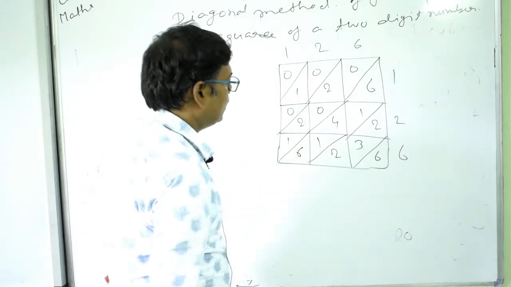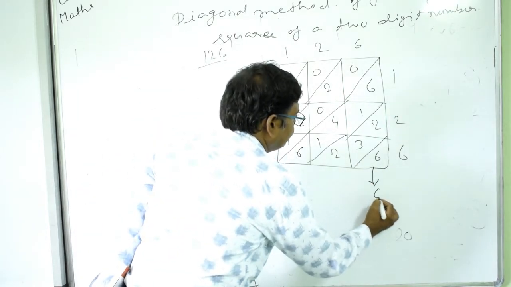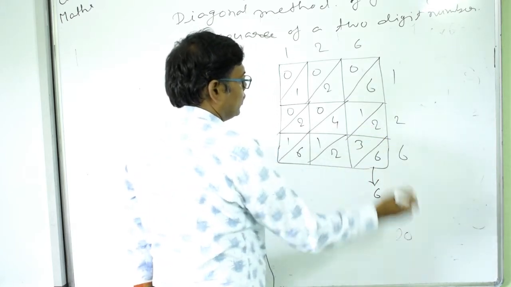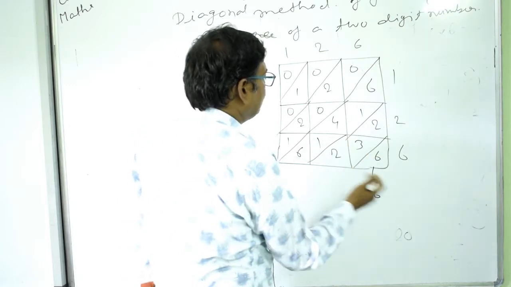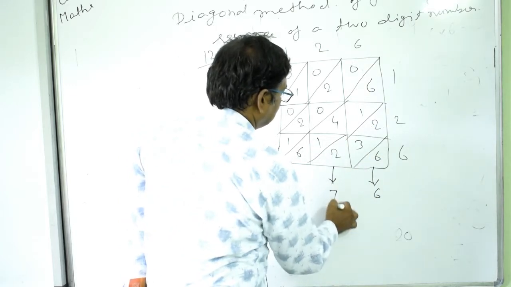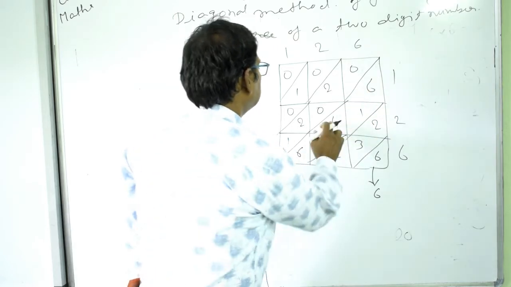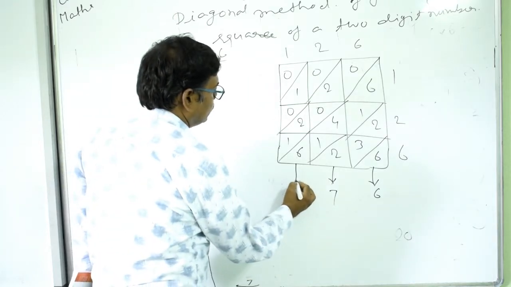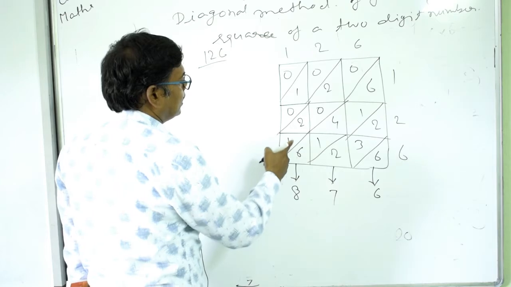Okay, now here you have 6. Take 6 here, and add all these numbers here. So what will you get here? 3 plus 2 plus 3 plus 2 is 5, 5 plus 2 is 7. So here you got 7 in this case, and here 6 plus 1 is 7, 7 plus 4 is 11, 11 plus 1 is 12, 12 plus 6 is 18. So here you got 18, and write here 8 and then carry 1.